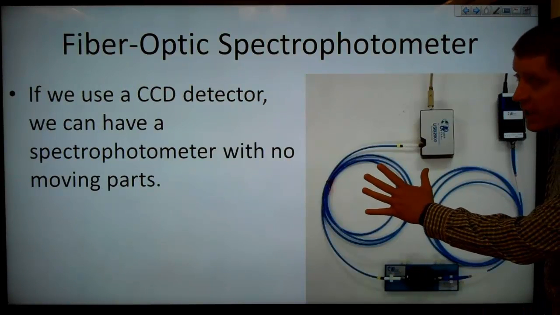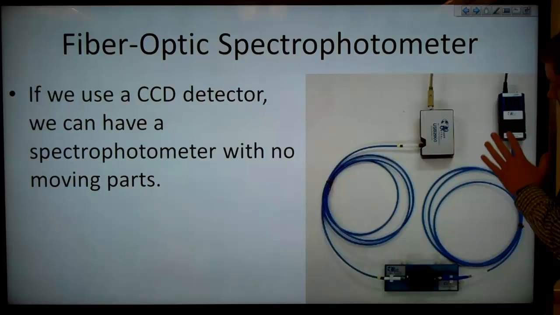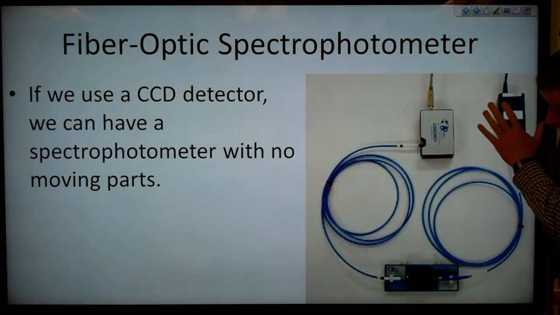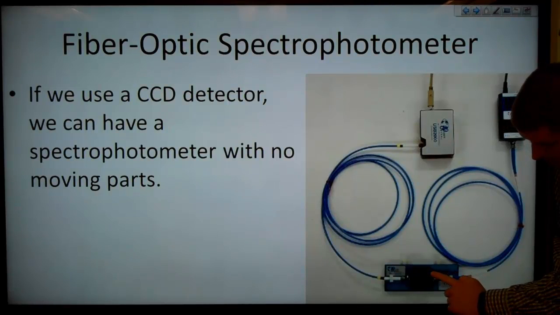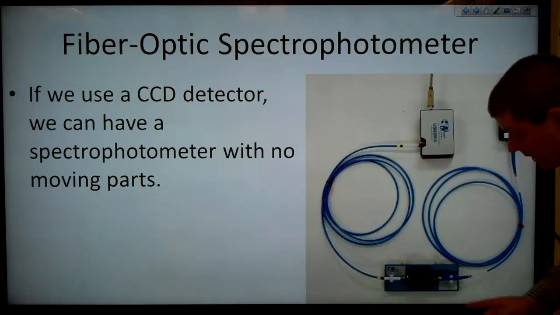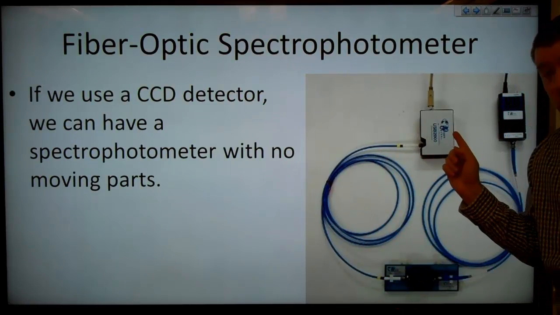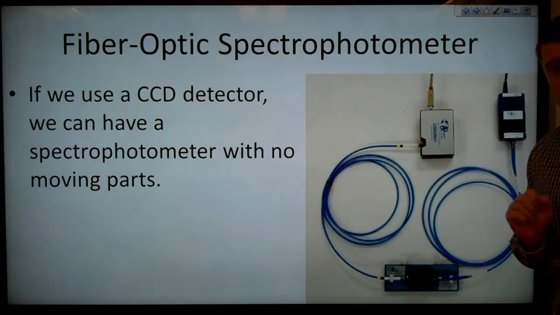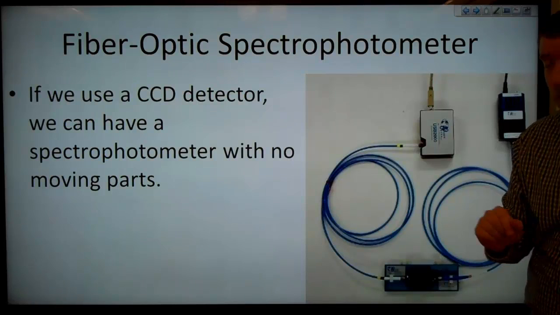And if we use a CCD detector, then we have a spectrophotometer with no moving parts, aside from the flexible fiber optic cables. So we have over here a light source, and that light goes through this fiber optic cable. It goes to our sample cell here. The light passes through and is collected by another fiber optic cable, which then goes to the detector with our CCD array inside. And then that signal gets passed out to a computer.